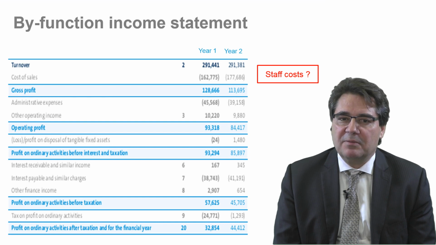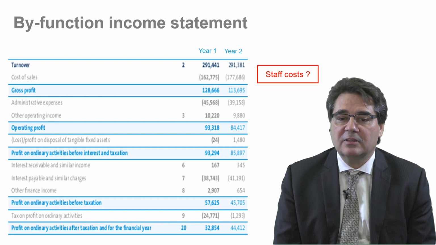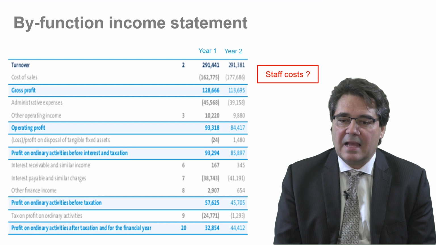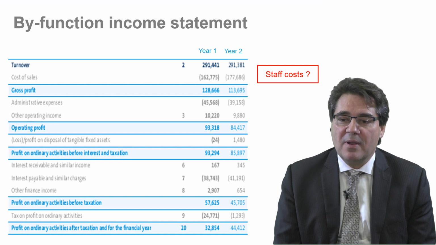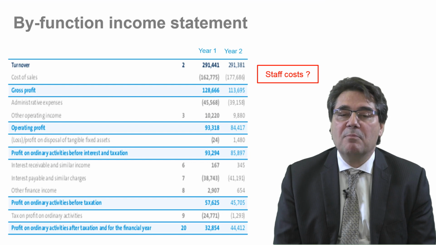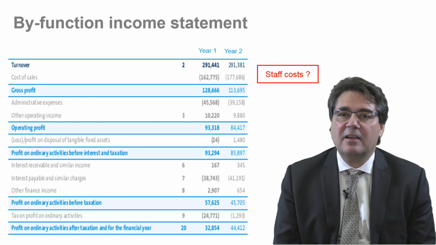A by function income statement displays the expenses disclosed according to their functions such as cost of goods sold, selling expenses, administrative expenses, other expenses or losses. The bottom line remains identical whether you make use of one format or another. It is the net profit. If you are looking for staff costs, you cannot find this information in the by function income statement. You may find this information in the notes to the financial statement if it is available.